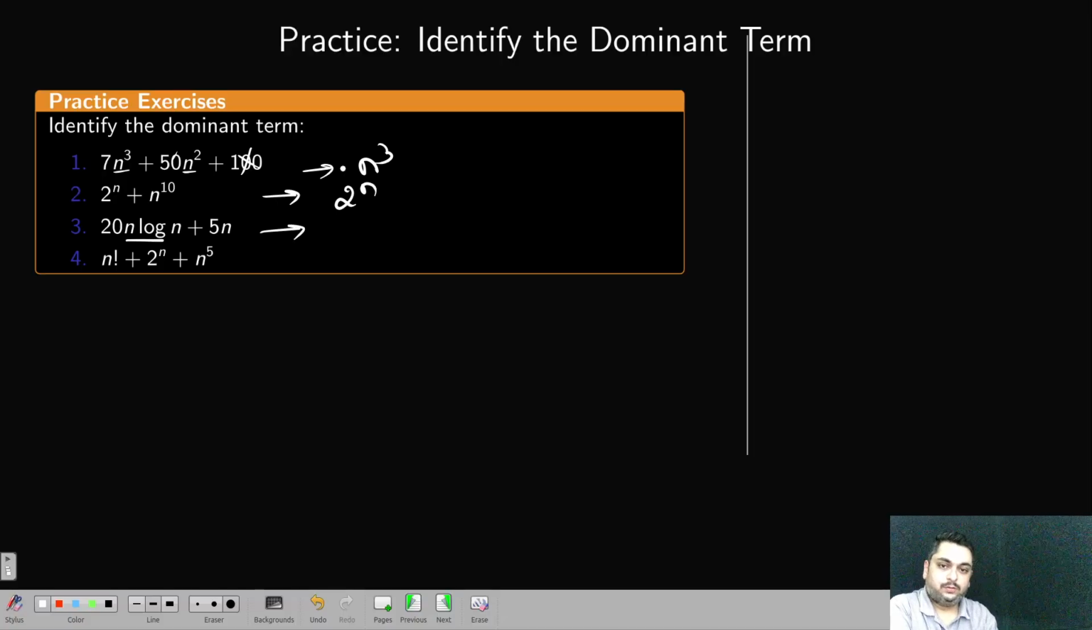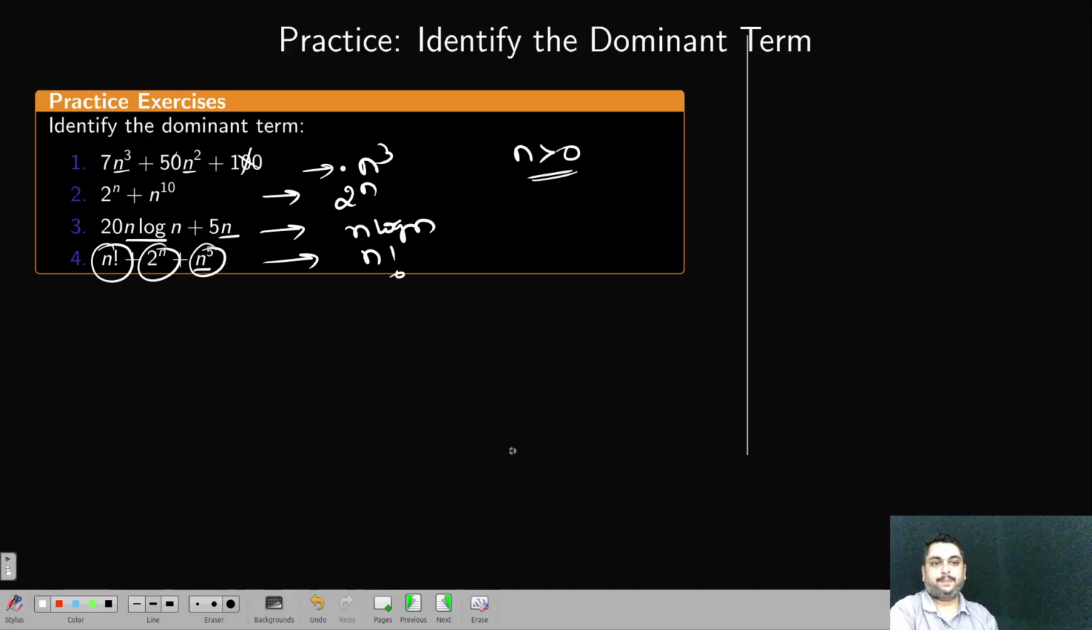You have n log n and 5n. So n is linear, and n log n is like semi-quadratic, n into something. So obviously n log n is the dominant term because we are always assuming n is greater than 0, input size is greater than 0. Here n factorial, 2 power n, n power 5. So it's a polynomial, then exponential, then factorial. So n factorial is the fastest growing. So that is about the basic asymptotic understanding.